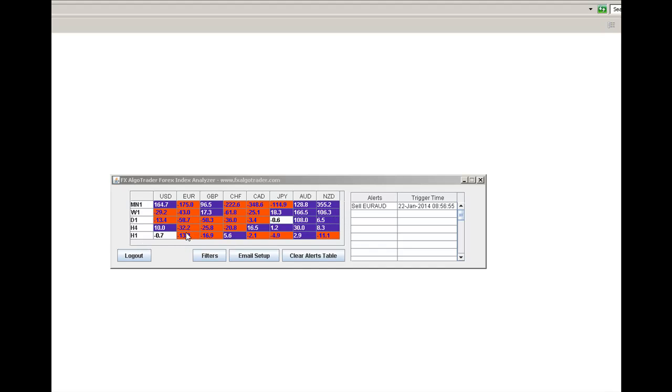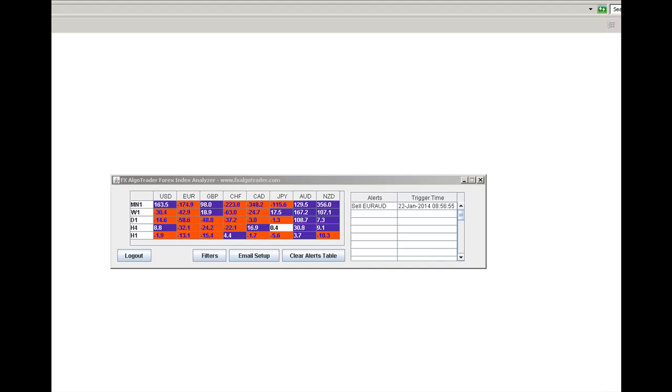Reason being that we're seeing weakness across all time frames on the euro, shown in red here. Every single time frame is negative, and conversely, the Aussie dollar, every time frame has got a positive index gain. So the best trade currently in the market is Euro Aussie dollar. That seems to be where the flow is.